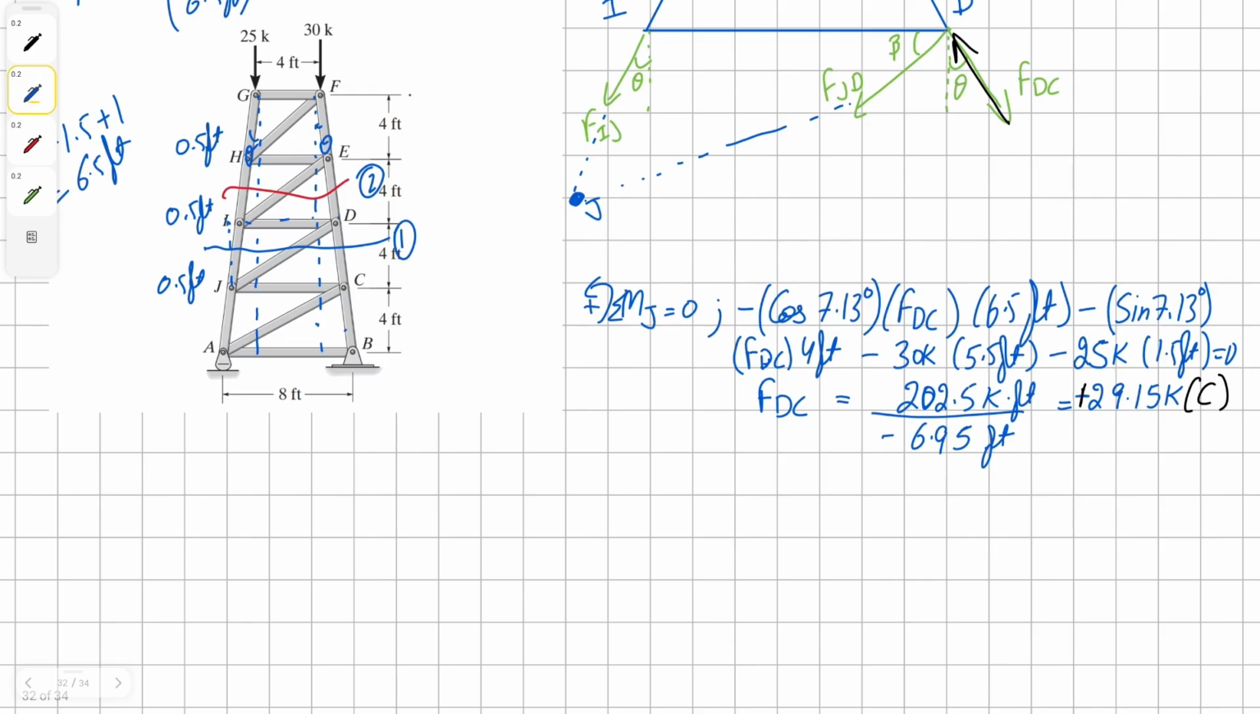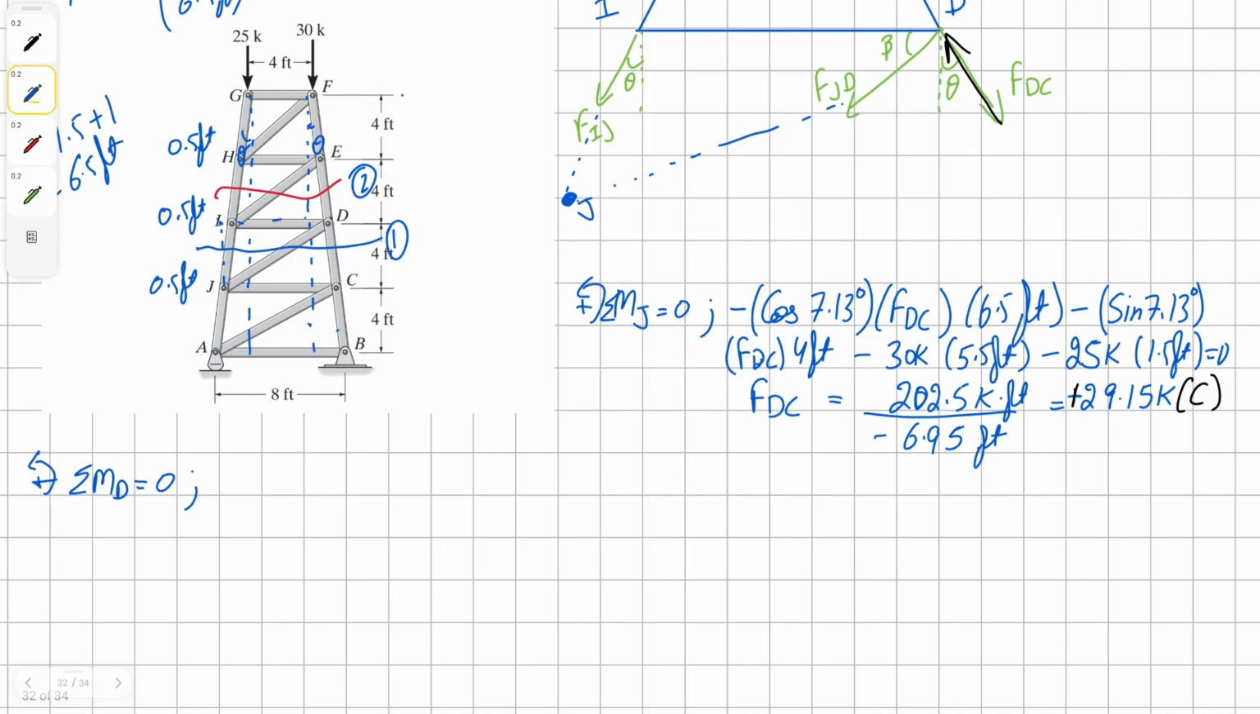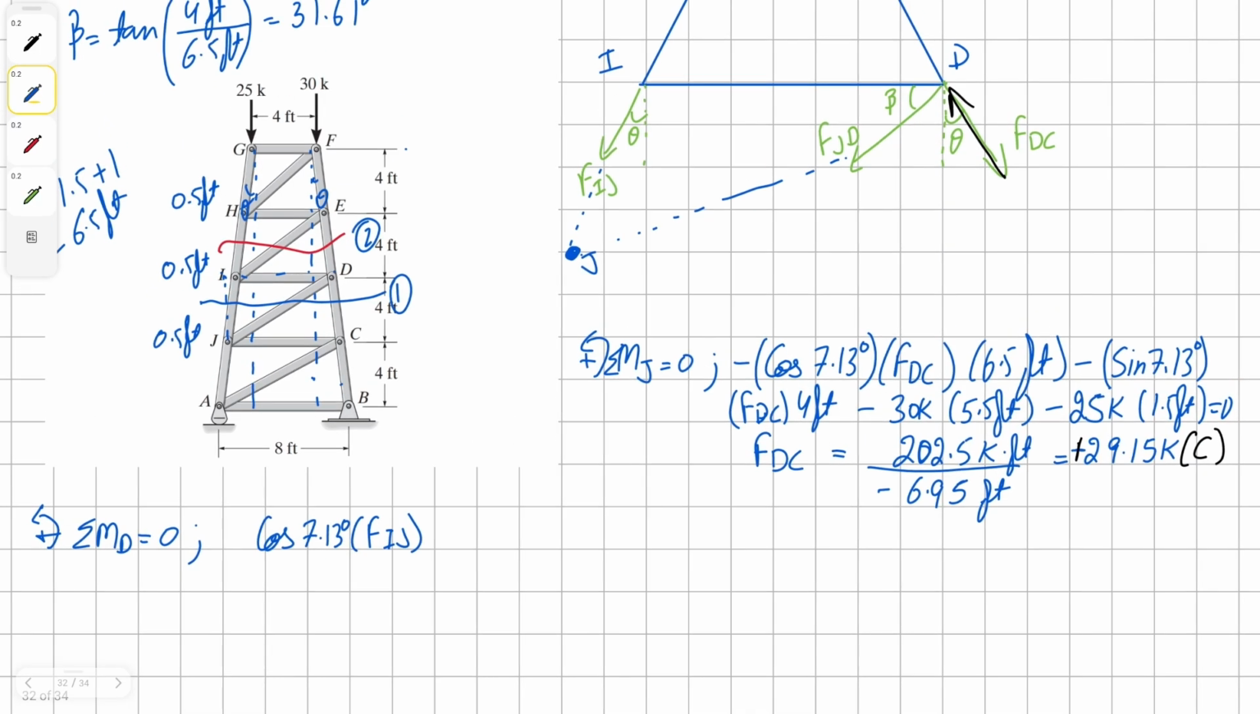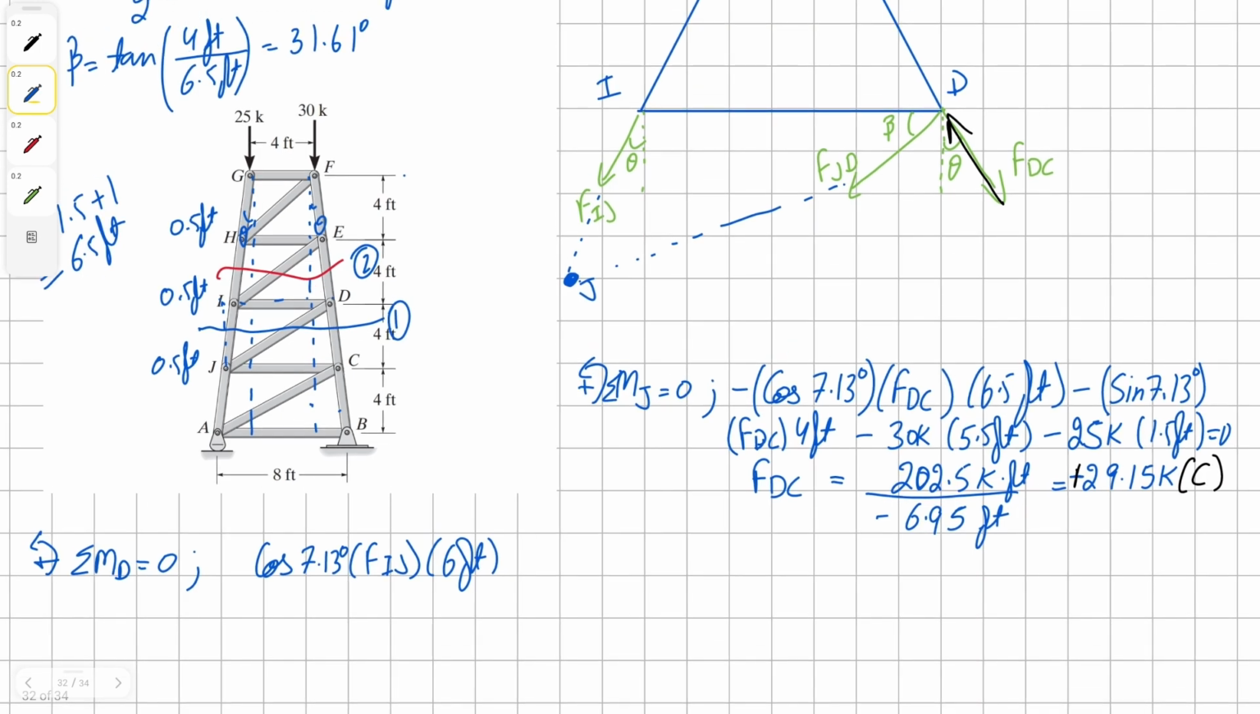Now we can sum the forces or take moment about the point D, and in doing so it will give us a solution for force in member IJ. So we're just going to have the vertical component of IJ, which is going to be cos 7.13 degrees times force IJ, and it's 6 feet away from joint D. Then we're going to have our external reaction forces.